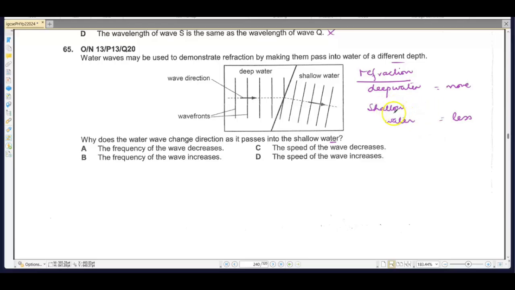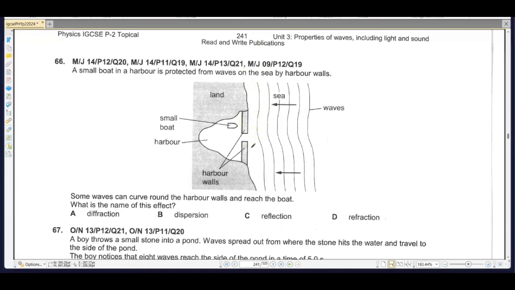So they are asking why does the water wave change direction as it passes. So the frequency of the wave changes? No, the frequency of the wave doesn't change in refraction. In fact, it doesn't change in reflection, it doesn't change in diffraction as well. The frequency of the wave increases? No. The speed of the wave decreases? Yes, because it's going from deep water to shallow water. So in deep water the speed is more and in shallow water it's less. So C is the correct option.